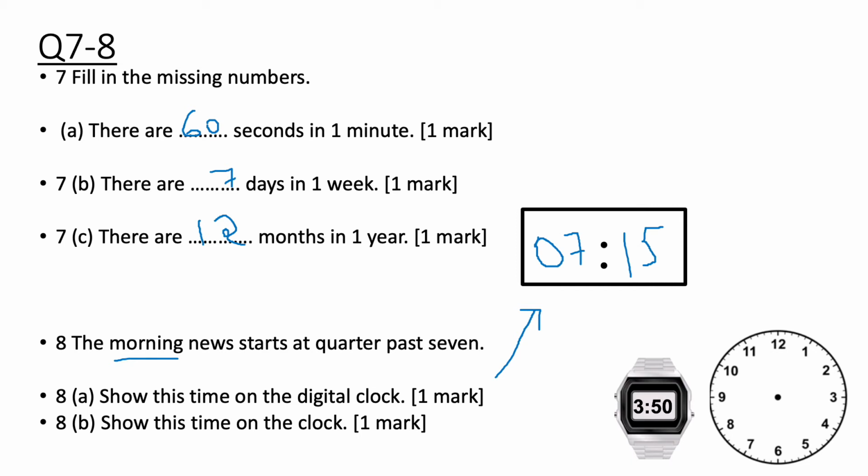Okay, part B, show this time on the clock, 3:50. So that is saying 10 to 4. So we're going to have a big arrow going there because that's 10 to. Then we're going to have a small arrow, doing this properly, pointing towards the 4, but not quite 4. So it's pointing around there. So that is 10 to 4 or 3:50.